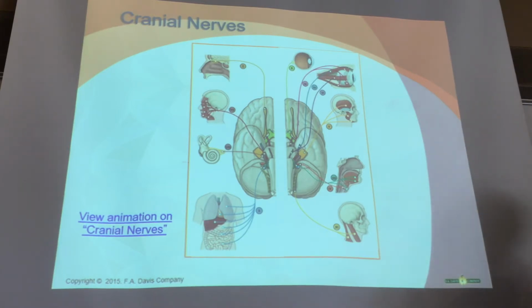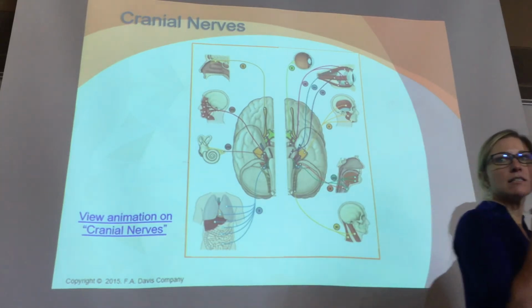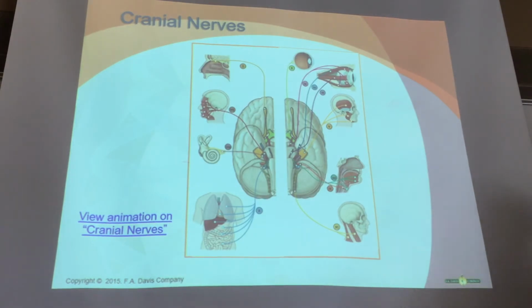Okay. Number 11. What's this one? Spinal accessory nerve. Got it. Spinal accessory. Sensory, motor, or both? Motor. This controls the movements of your head and your shoulders. Sorry, not your hands.